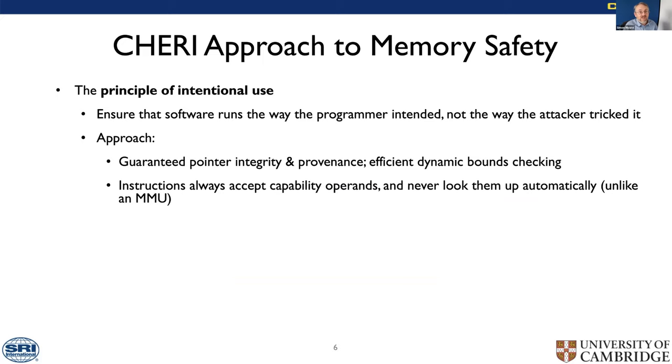So how are we going to go about solving this? The basic CHERI approach is as follows. Firstly, we have this principle of intentional use. We want to ensure that software runs the way the programmer intended and not the way the attacker tried to trick it. The way we go about this is to have guaranteed pointer integrity and provenance, and very efficient bounds checking on those pointers, using a mechanism we'll call capabilities, which I'll tell you more about in a moment. We are also very specific about intentional use of those capabilities, and I'll tell you more about that in a minute.